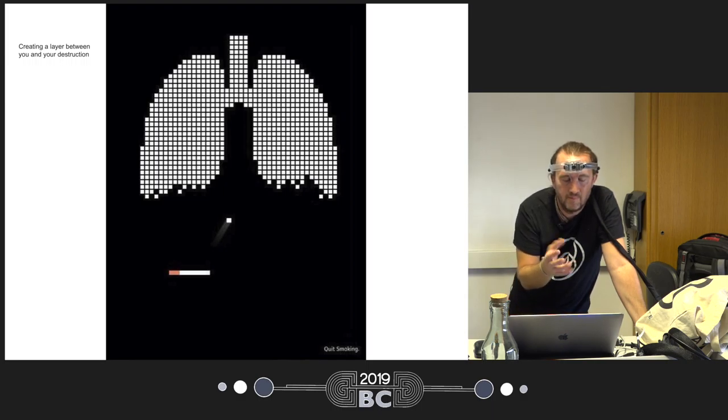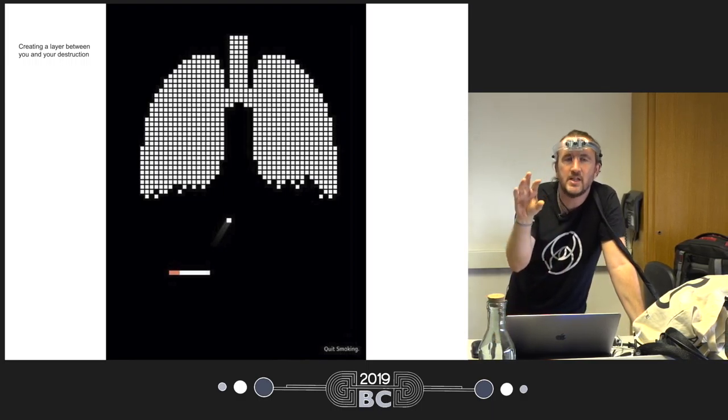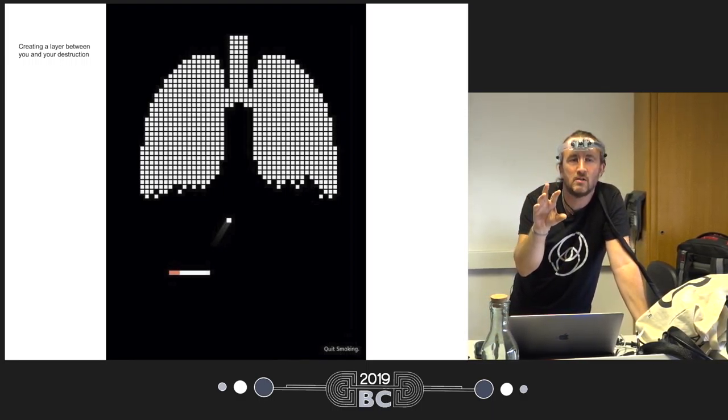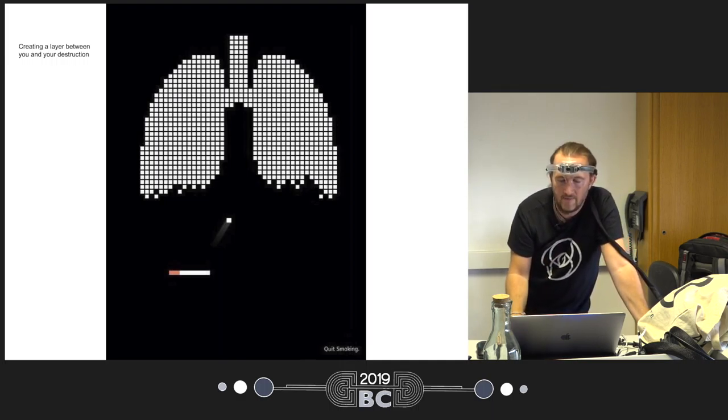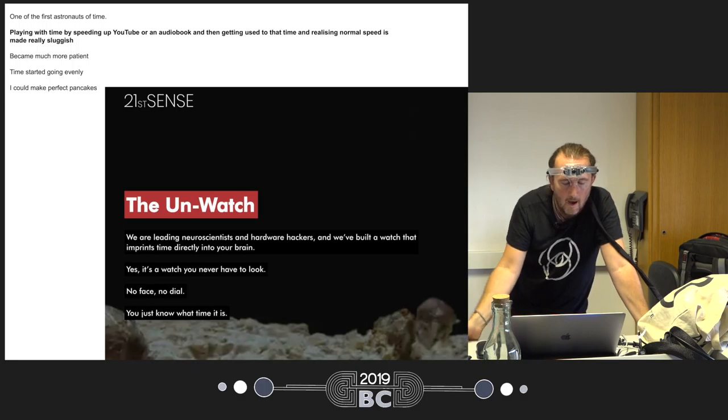One of the big issues I've got with, you see those cigarette packets with some burnt out lungs, you still buy the cigarette. So there's not enough interactivity there for it to make a difference.